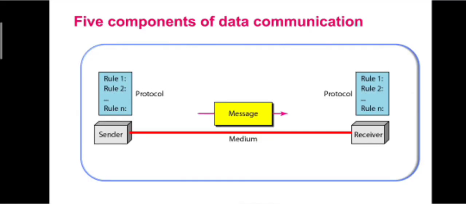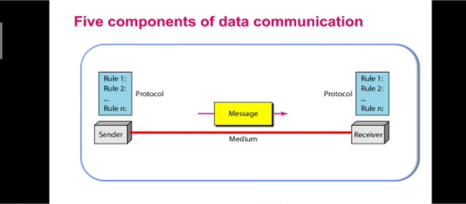A data communication system has five components. There are message, sender, receiver, transmission medium, and protocol. These are the important components of data communication. First, let's see about message. The message is the information to be communicated. Popular forms of information include text, numbers, pictures, audio, and video.